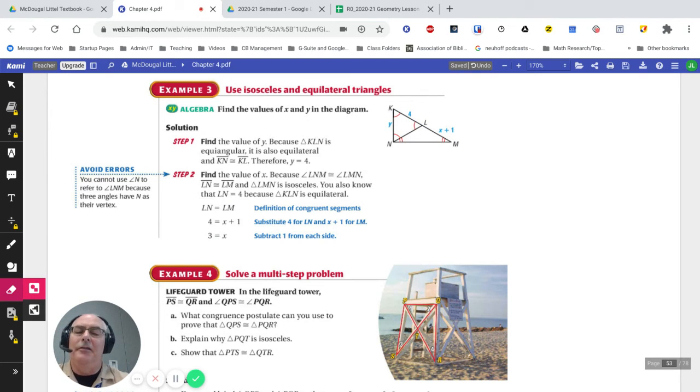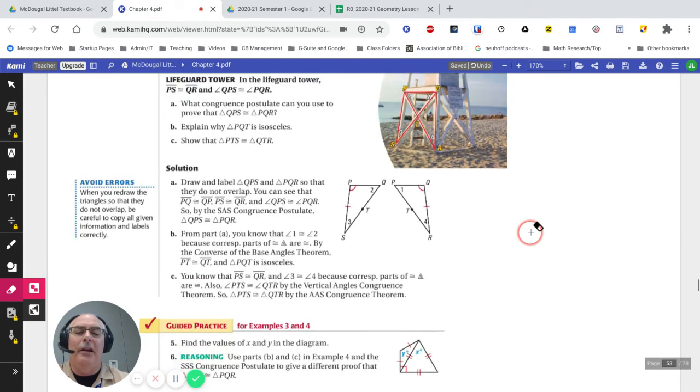I break this down into two different triangles. I start with the equilateral triangle. I solve for y. Then I see a second isosceles triangle, and then that's going to allow me to solve for x.